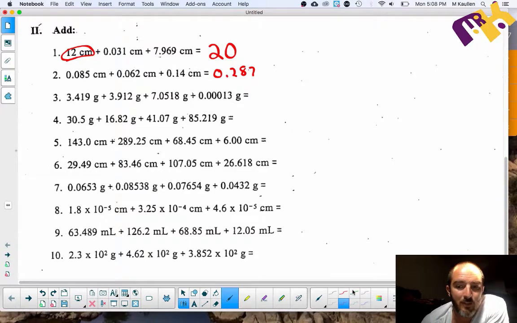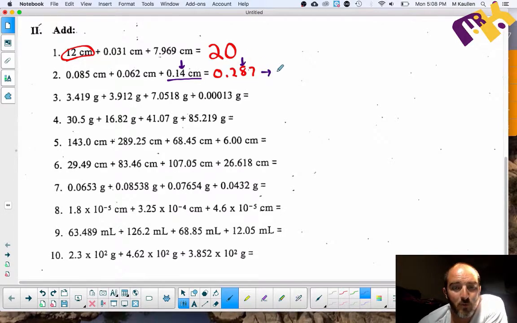All right, now we have a problem with this answer. We can't leave it like this because we are actually restricted to the measurement that has the least precision, and that is going to be this one right here, this 0.14. It only allows us to report answers to the hundredths position, which means that we have to stop our number here.